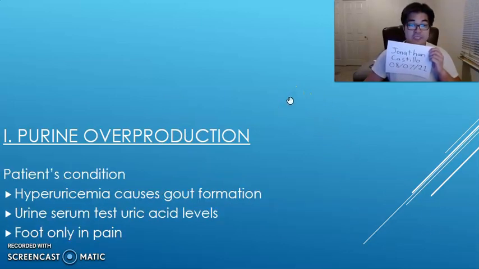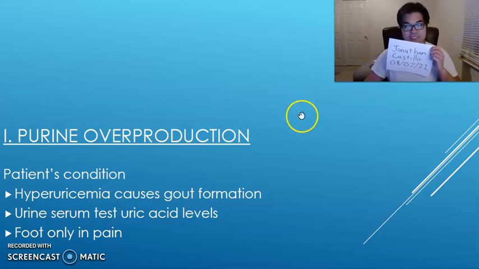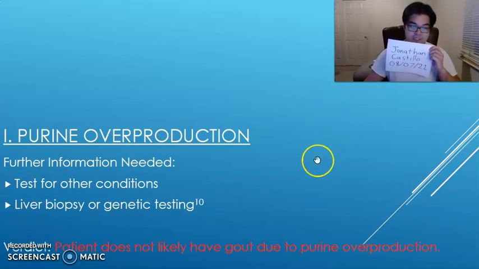In comparison, the patient does have hyperuricemia based on the serum test showing above normal uric acid levels, but this would not explain the lower than normal uric acid in the urine test. There is no indication of an enlarged liver or protruding abdomen, only his foot is in pain. It is unknown if the patient has lactic acidosis, hypoglycemia, or any of the other associated conditions. Tests would need to be done to determine if the patient has any other unknown conditions. A liver biopsy or molecular genetic test could also be done. Based on the patient's condition, the overproduction of purines would not be the best explanation for the presentation of the specific case of gout.